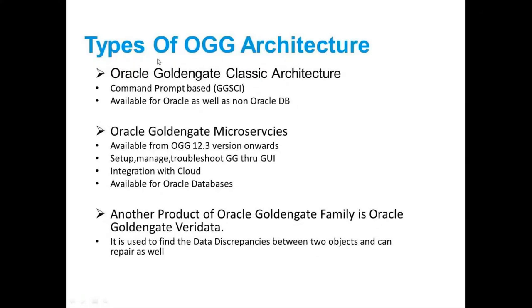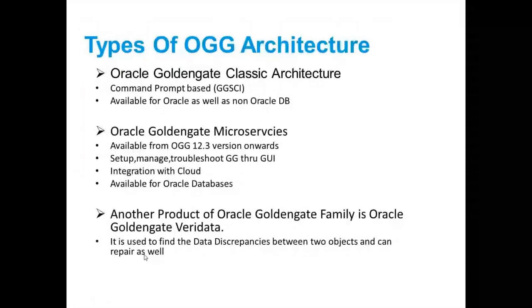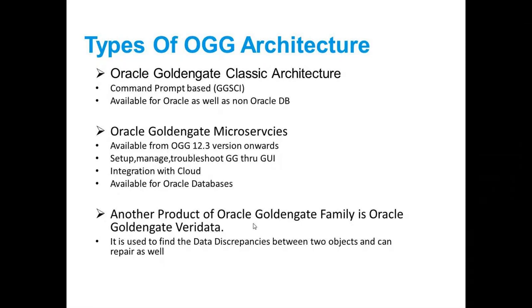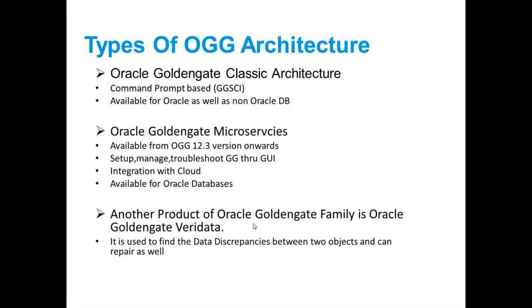Okay. Then there is another product of the GoldenGate family, called Oracle GoldenGate Veridata. Veridata, as the name suggests, verifies the data for you. It is used to identify data discrepancies between objects on source and target, and it can repair those as well. For example, say you have a table department on source and target, and you're replicating using Oracle GoldenGate. On source you have 50,000 records, on target you have 40,000 records. So there is a discrepancy of 10,000 records. Veridata can identify the discrepancies and repair them as well. Another important thing to note is that the major advantage of Veridata is that you don't need any downtime to run the Veridata job. You don't need any downtime for validating the data.